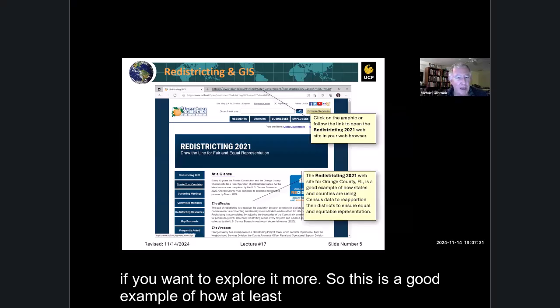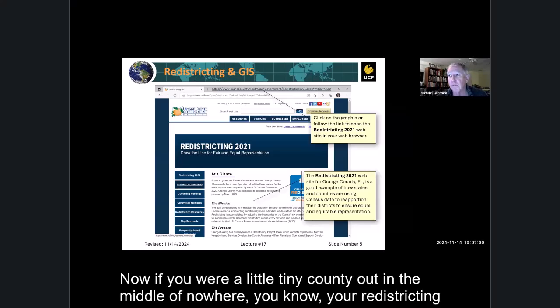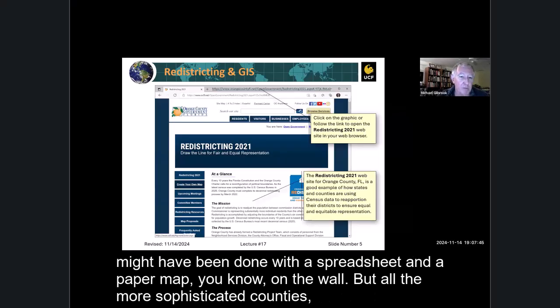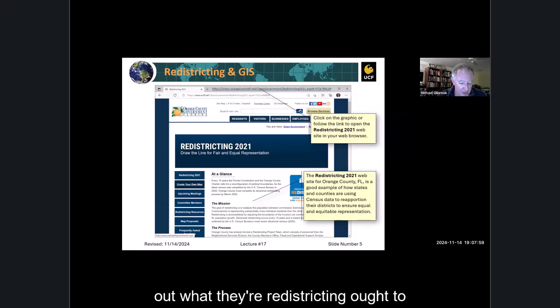So this is a good example of how the more progressive, more sophisticated counties work. Now, if you were a little tiny county out in the middle of nowhere, your redistricting might have been done with a spreadsheet and a paper map on the wall. But the more sophisticated counties, the big ones, tended to have a process that looked very much like this, and they used GIS quite a bit in working out what their redistricting ought to be.